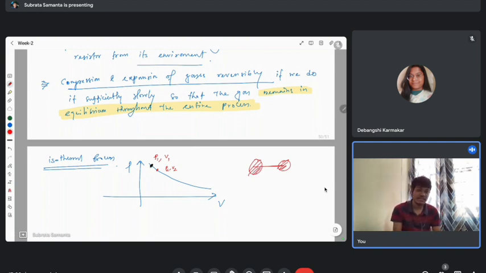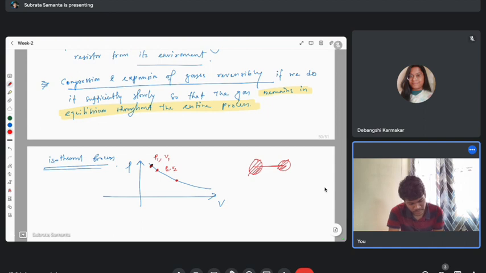If we suddenly change from this point to this point, then they are not in equilibrium, and this is an irreversible process. If we suddenly compress the gas, it generates shock waves, and due to these shock waves heat is produced, so this is an irreversible kind of process.